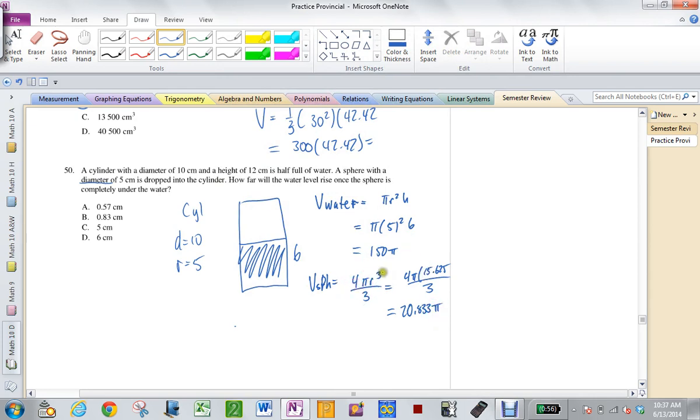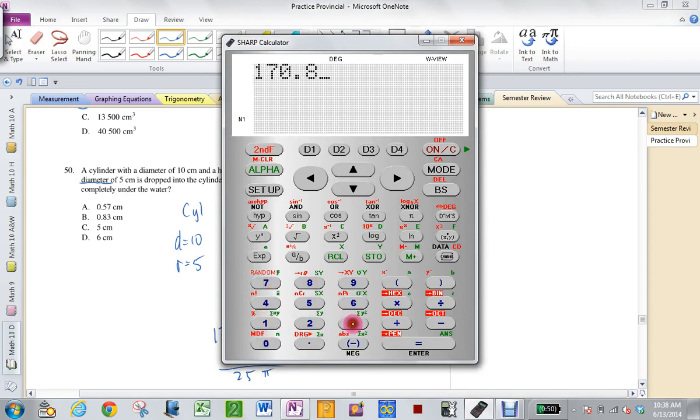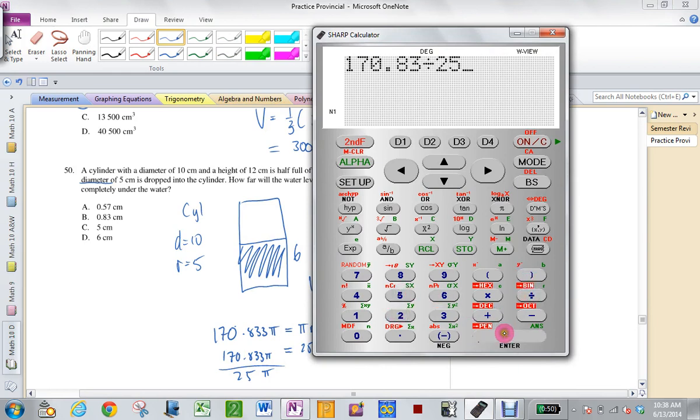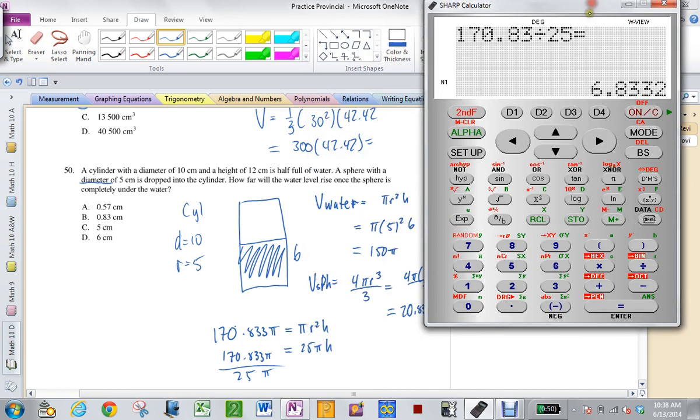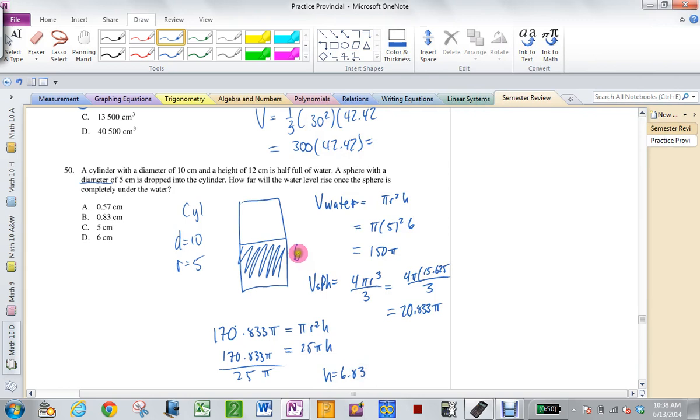So now I go back to here. My volume is these two, so it's 170.833 pi equals pi r squared h. My r is still 5, so it's still going to be 25 pi h. I divide this by 25 pi. Now I do 170.833 divided by 25, and I get 6.83 centimeters. That's my height. So my h equals 6.83. I started at 6, so I went up by 0.83. Sorry about that, guys. A little bit of a mistake there.